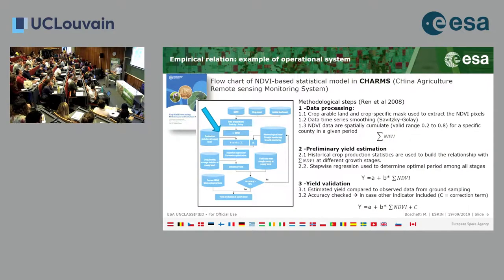The message from here is twofold. You need the input that comes from remote sensing, and you need output to be calibrated, that is the yield statistics, the ones that come from the field. Okay.